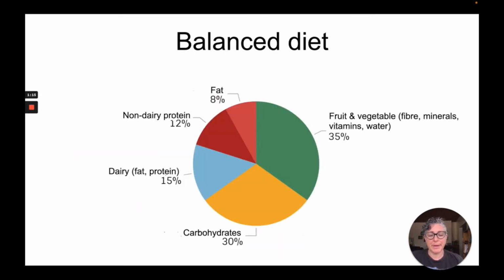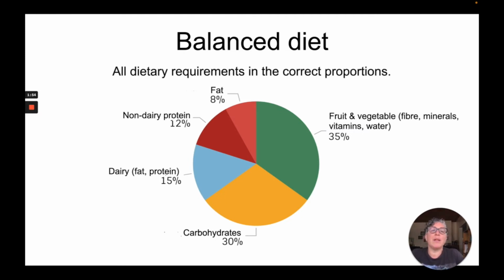Well, we're looking at this pie chart here and we can see it's broken up into various components. Carbohydrates, 30%. Dairy, that is, will have fat and protein in it, about 15%. Non-dairy protein, you're talking about your meat and your beans, 12%. Fats, 8%. And then fruits and vegetables, which would cover the fiber, the minerals, the vitamins, and the water, that's about 35%. So we can see the proportion of how the 7 nutrients that we just saw in the previous slide should be taken in on a maybe daily or weekly basis.